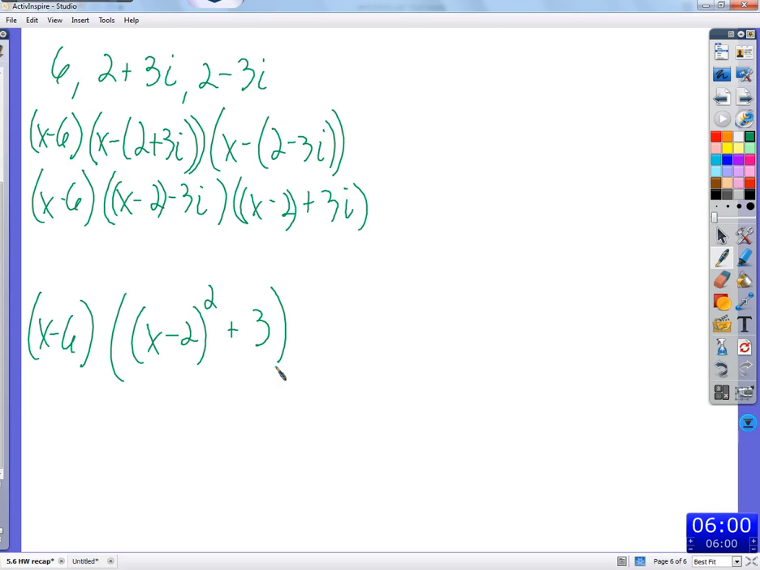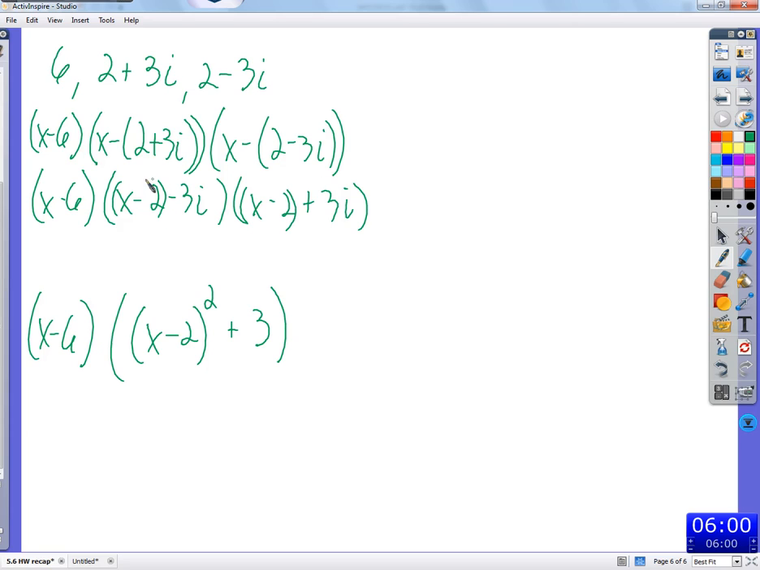Wait, no, I'm lost. No, not how you get it, but do you see? Oh, yeah. The first part. This thing squared, right? Yeah. And then plus a 3. Well, let me show you how we get at least those two parts.